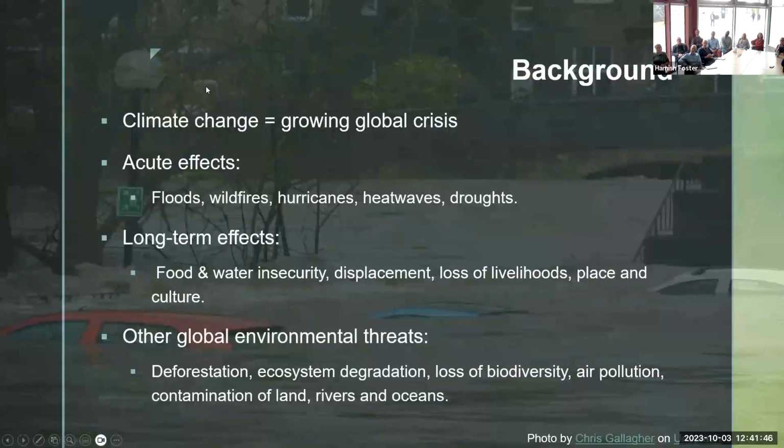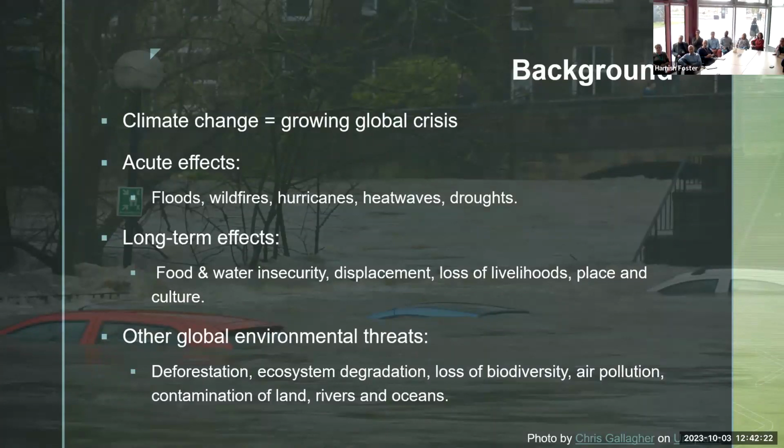Just a bit of background: climate change is a growing global crisis in global mental health and health. There's a range of acute effects that it can cause as a result of flooding, wildfires, heat waves, droughts. It can all cause poor health. And as well as acute effects, there are long-term effects in terms of food and water insecurity, displacement, loss of livelihoods, unemployment, and a loss of sense of place and culture.